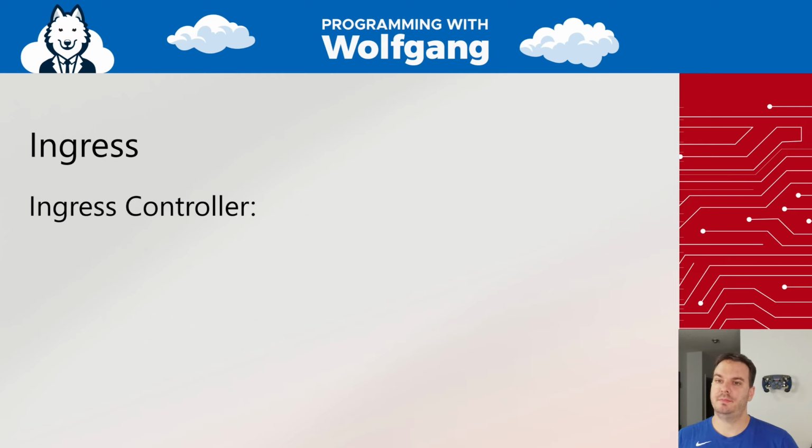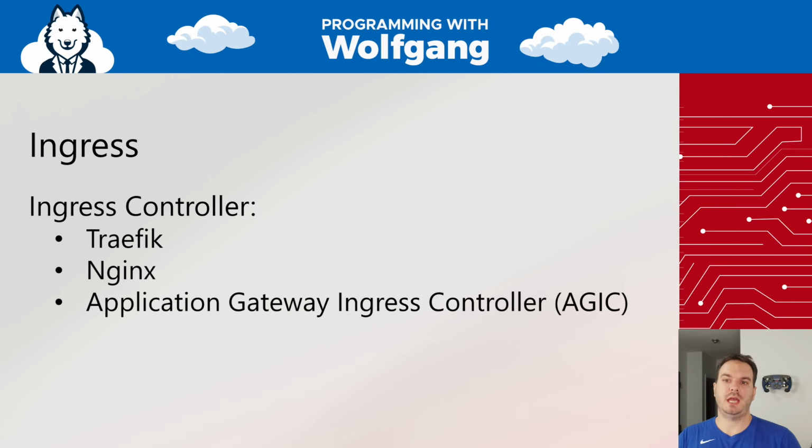For the ingress, there are many popular ingress controllers. The biggest ones are probably Traefik and Nginx. And if you use the cloud, in my case I use Azure, we have the Application Gateway Ingress Controller. That's a managed feature by Azure, and it gives us even more features compared to the basic Traefik or Nginx options.